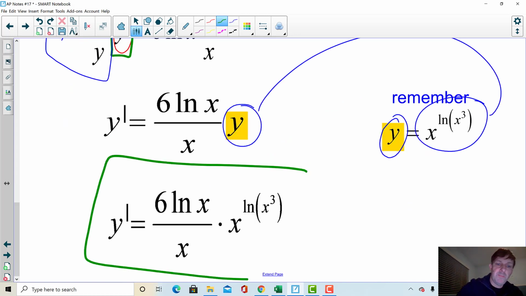Final answer, y prime is all that stuff. You can see the final answer is a pretty big mess. Now this is one of the tougher derivatives. I recommend rewinding this one, pausing it, making sure you understand each step.